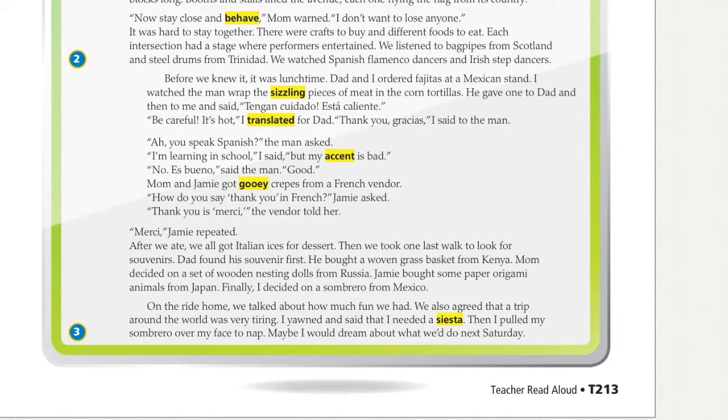"How do you say thank you in French?" Jamie asked. "Thank you is merci," the vendor told her. "Merci," Jamie repeated. After we ate, we all got Italian ices for dessert. Then we took one last walk to look for souvenirs.